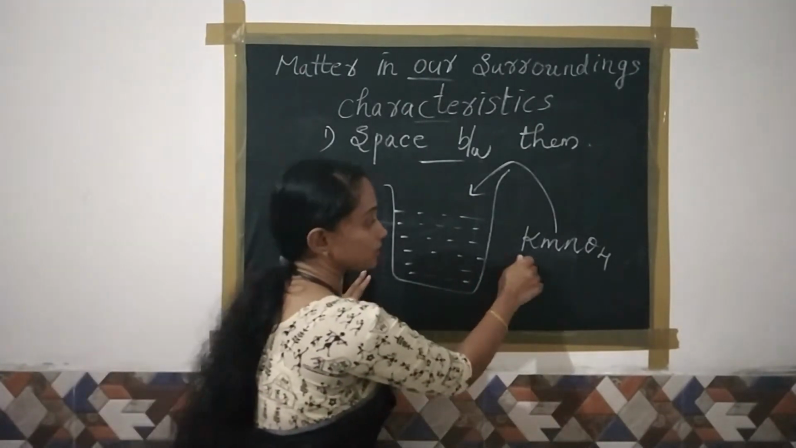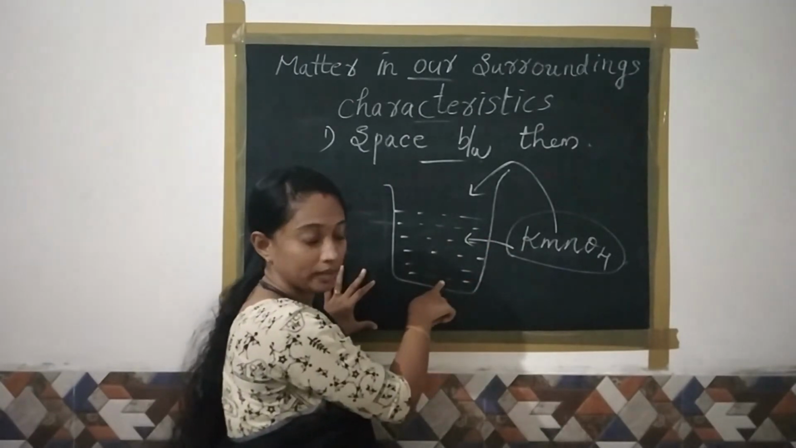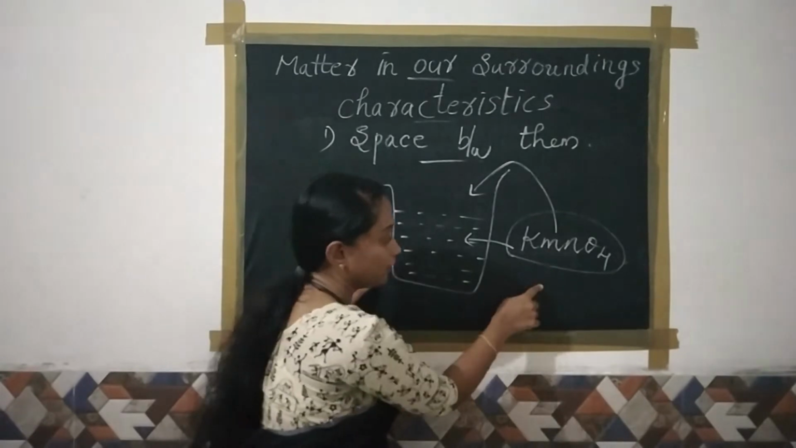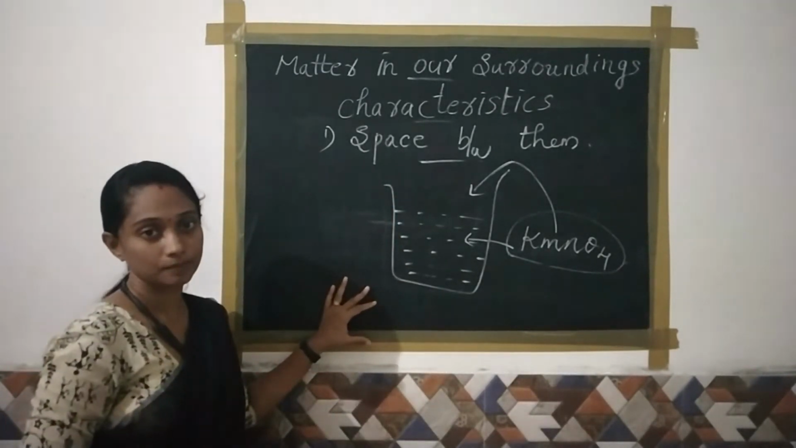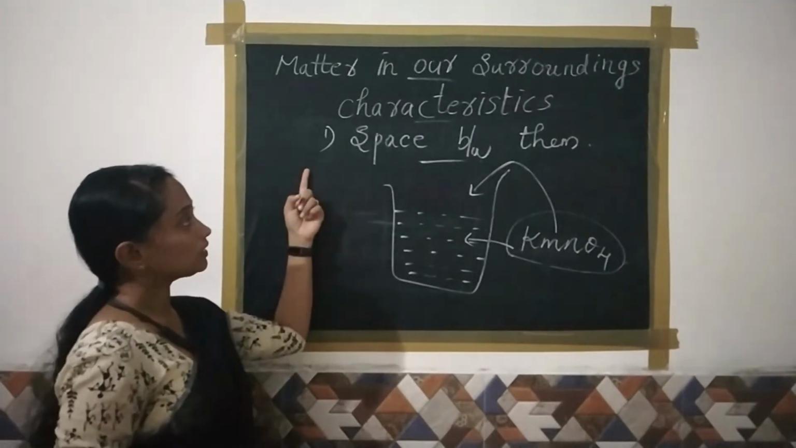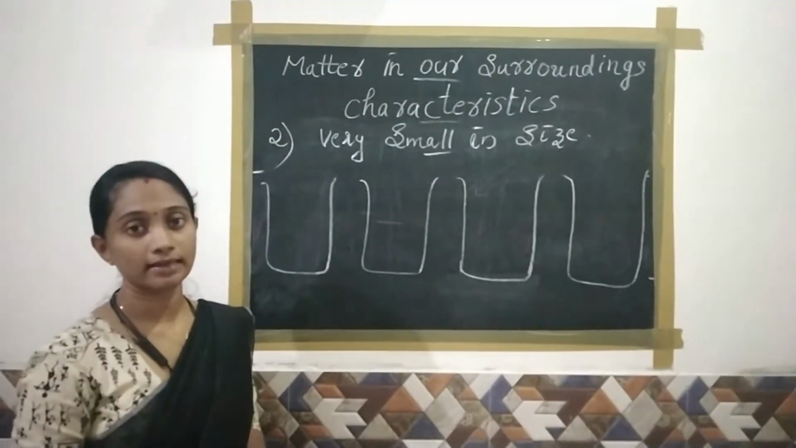When these potassium permanganate crystals are added to the water, its particles separate from each other. Then they get into the space between the water molecules. So this activity also helps to prove that the particles of matter have space between them. Let me go to the second characteristic.